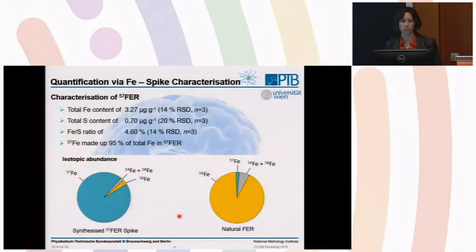So this is what we got from the characterization. We have a total iron content of 3.27 microgram per gram, and the total sulfur content of 0.7 microgram per gram. So you have a ratio of iron to sulfur of 4.6. And the enrichment of the iron in the ferritin was quite good, so 95%. That's good for a spike to be used. So you can see here quite clearly the difference between the natural iron and the iron we have introduced in your ferritin.